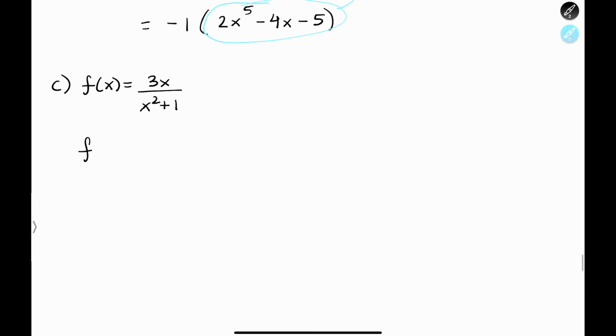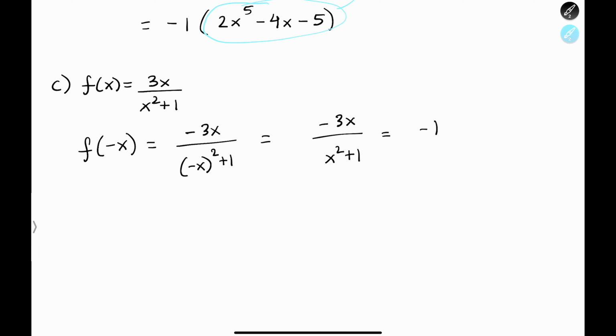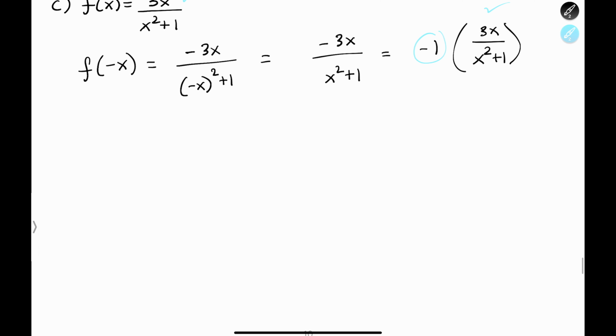And so if we were to plug in or substitute in negative x for x, that would equal negative 3x over negative x squared plus 1, which is equal to negative 3x over x squared plus 1. And then if we were to factor out a negative 1, we would get, inside, 3x over x squared plus 1. And this is the exact same thing as our original function, and then there's a negative 1 outside of it. So that means that this is an odd function.